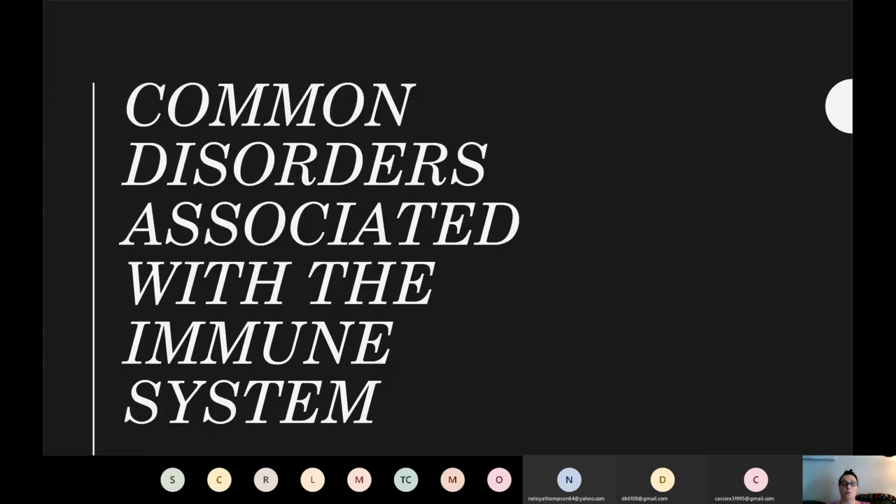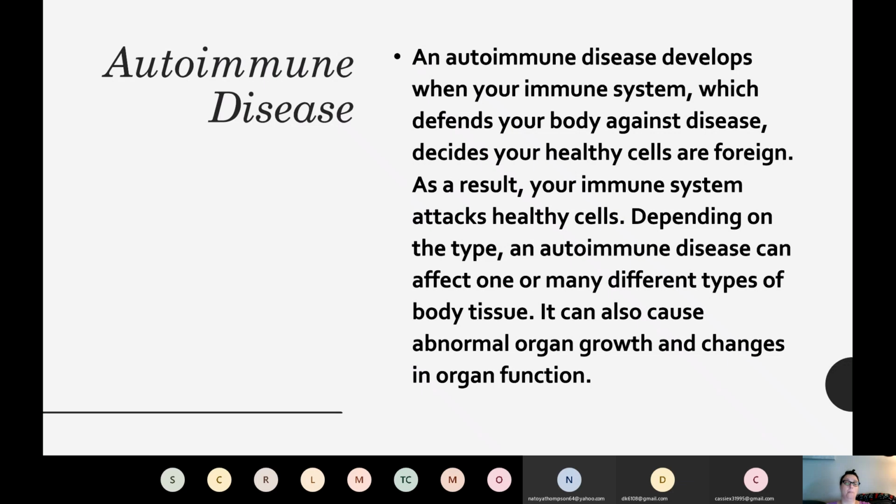All right, we're going to keep going. We're going to get into common disorders with the immune system. And bam, the first one. And see, y'all already know what this is because I've talked about this so many times. The first one is, you'd write it down, autoimmune disease.